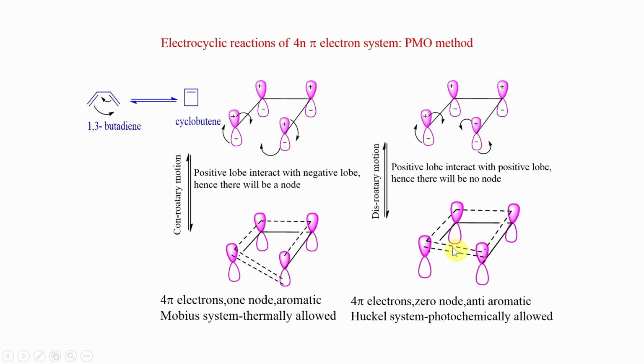And also, you know, the system is a Huckel system. Four pi electrons with a zero node is anti-aromatic in Huckel's rule, or Huckel system. It is a Huckel system, so it is a photochemically allowed process. So the interconversion of 1,3-butadiene, or ring closure of 1,3-butadiene to cyclobutene via a disrotatory motion, is a photochemically allowed process.